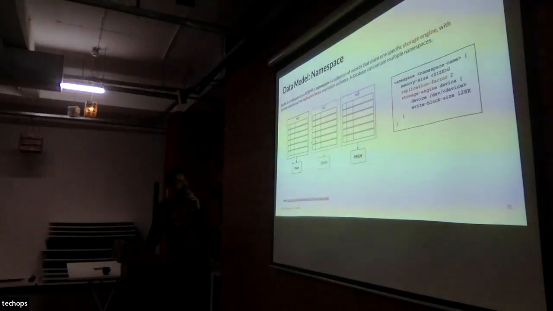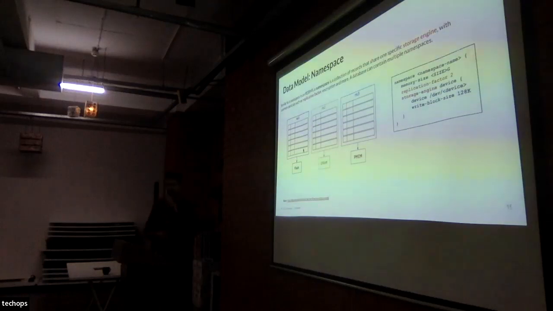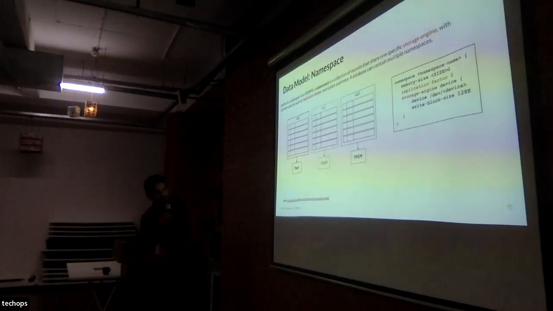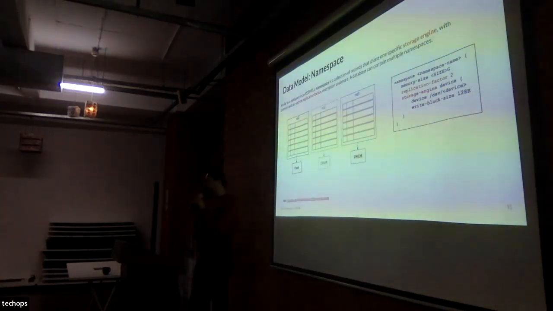And these sets can be present in a namespace. This is similar to a tablespace in RDBMS. And each namespace can have its own storage engine. So we'll also see about different storage engines. But as you can see here, each namespace can have a different storage engine. It can have flash, DRAM, or persistent memory, right? And configurations like replication factor, what is the storage engine, memory size, write block size, all of that can be defined at a namespace level.